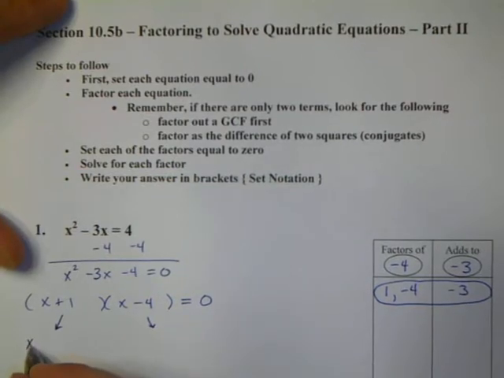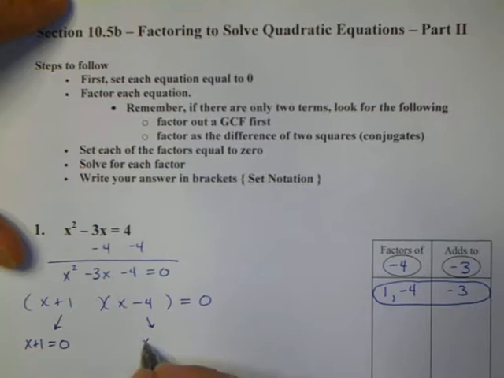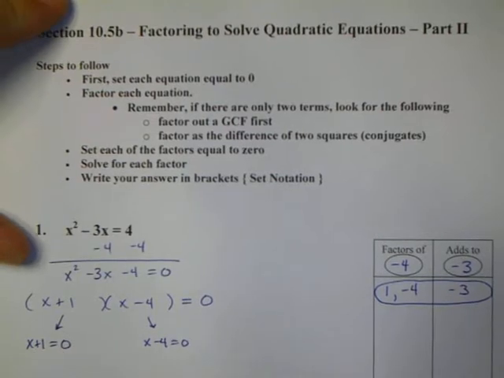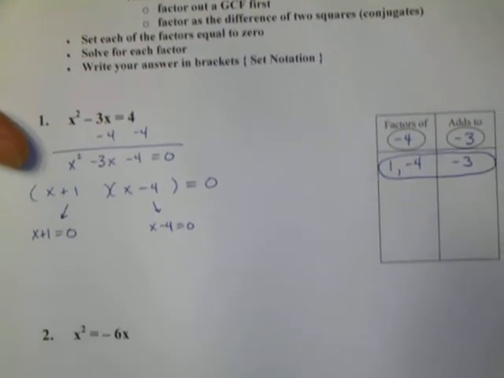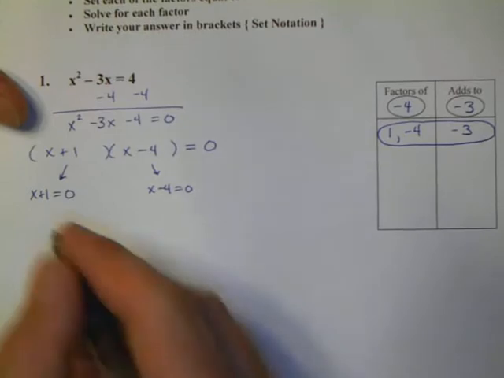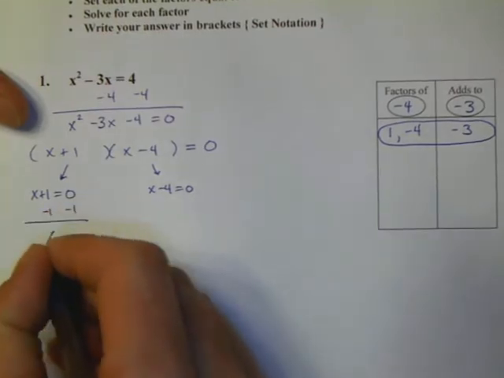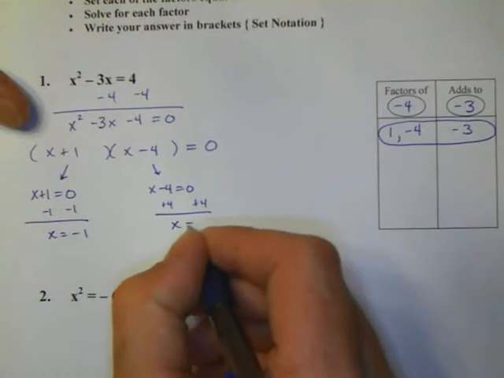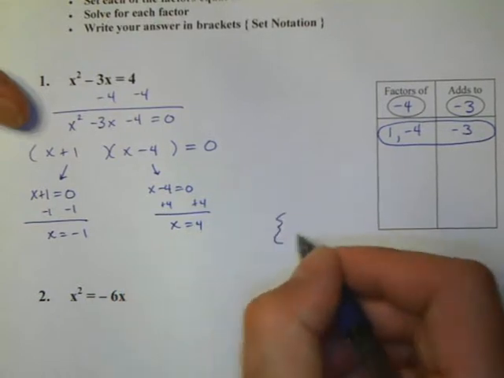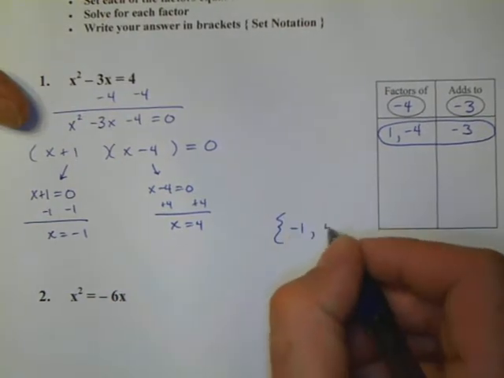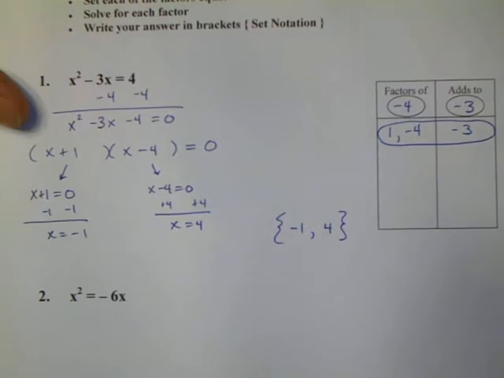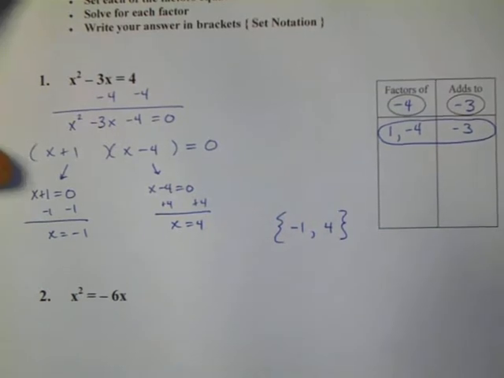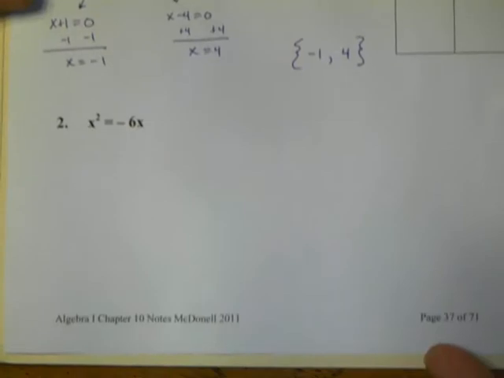As we're looking to then finish the problem, we're going to split this into two parts, and we're going to have x plus 1 equals 0 and x minus 4 equals 0. Each of these can be split into two parts because the zero product property is being applied. We now take our two factors and subtract 1 from each side and get x equals negative 1, and add 4 to each side and get x equals positive 4. Remembering to write our answer in set notation, the smaller one comes first. Negative 1, 4 is our answer.